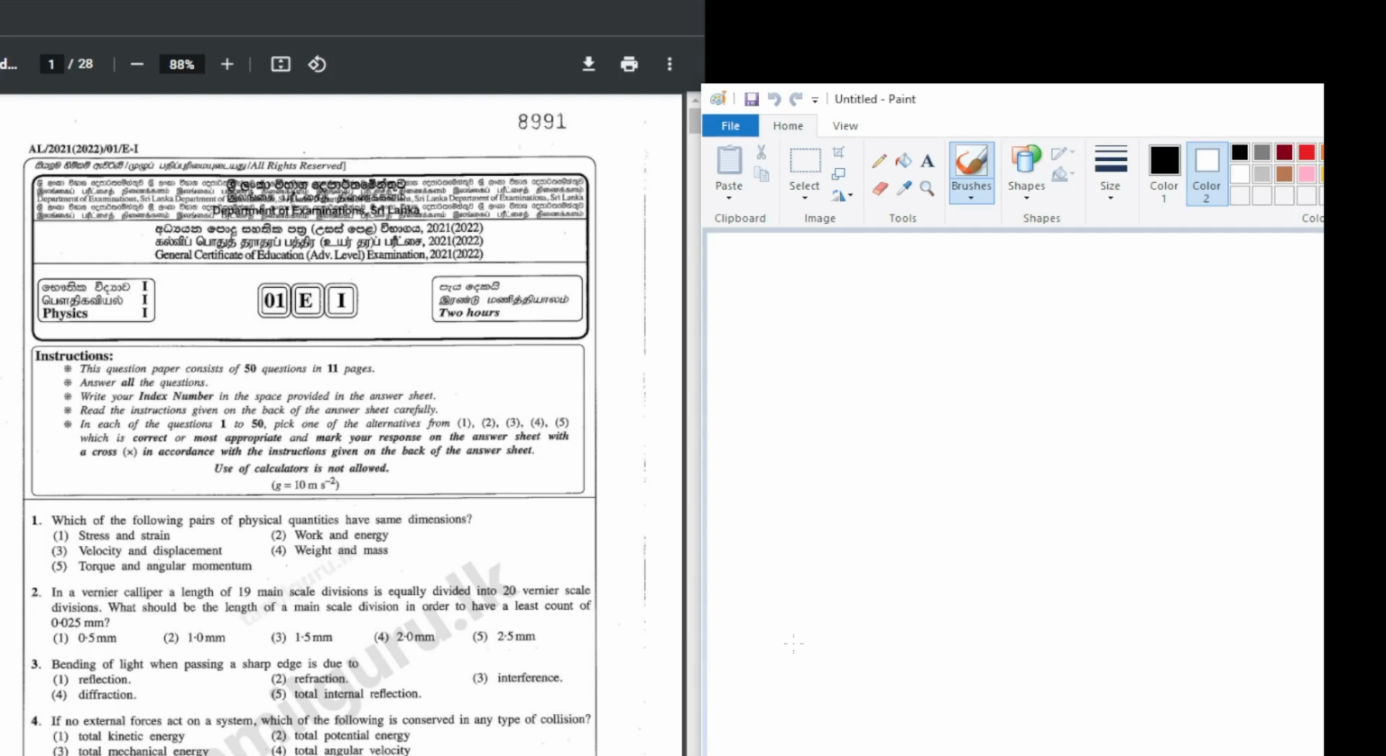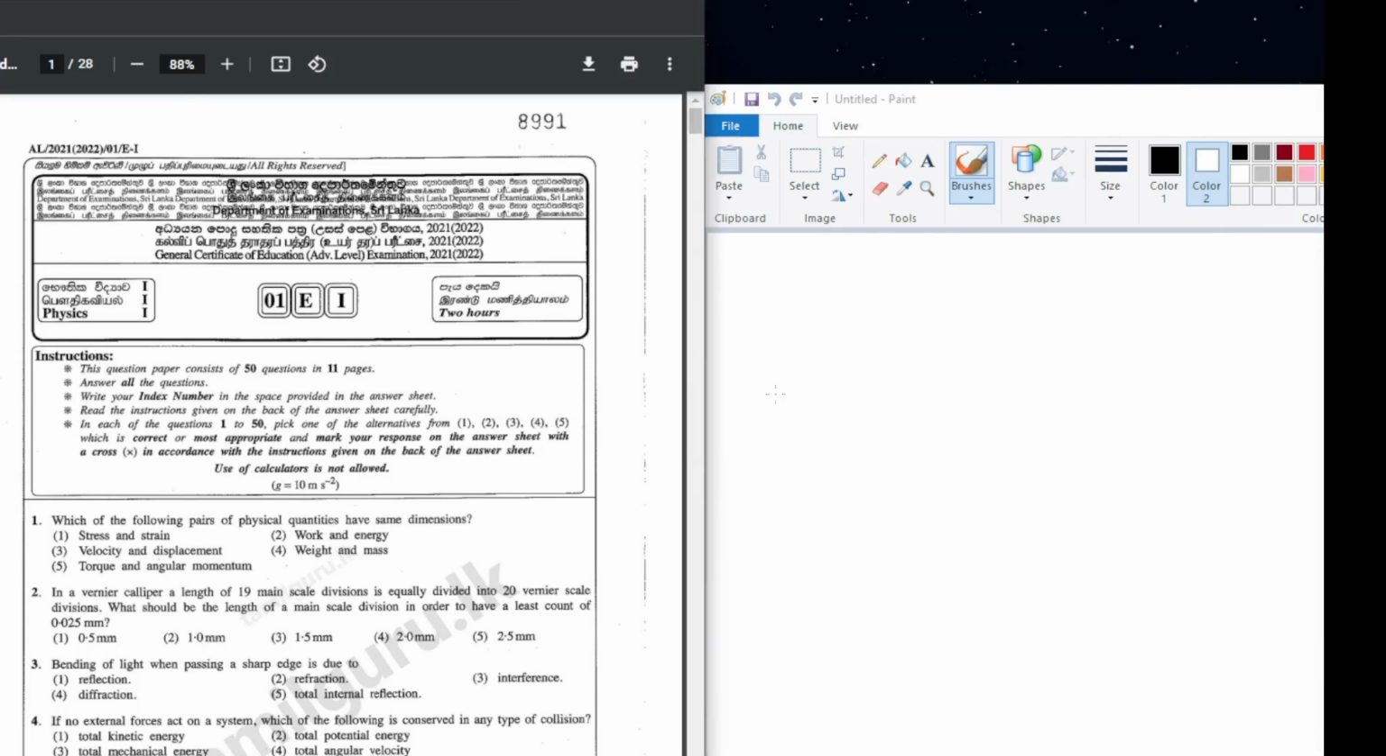In a vernier caliper, a length of 19 main scale divisions is equally divided into 20 vernier scale divisions. What would be the length of a main scale division in order to have a least count of 0.025 millimeter? If you check the notes, you can find that least count of a vernier caliper is given by this equation.